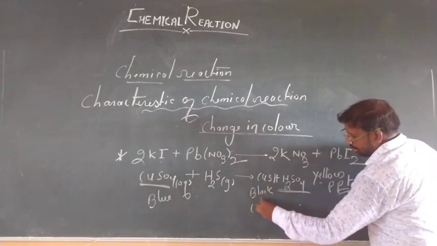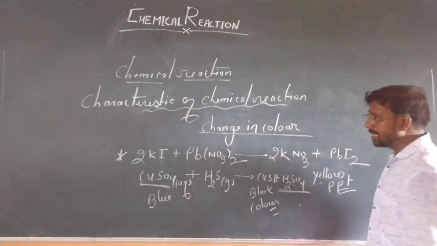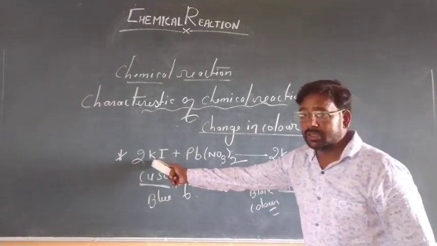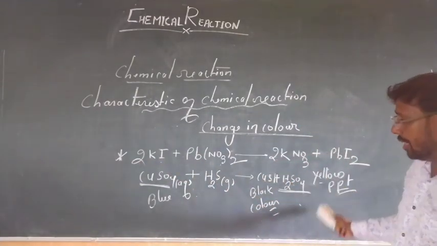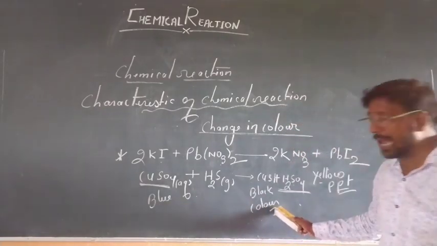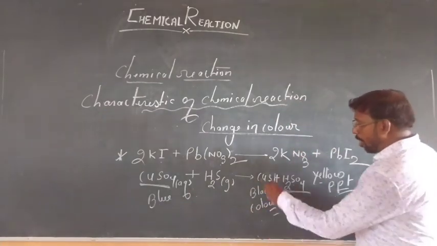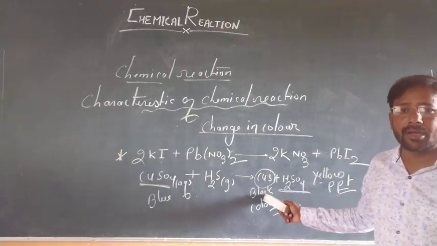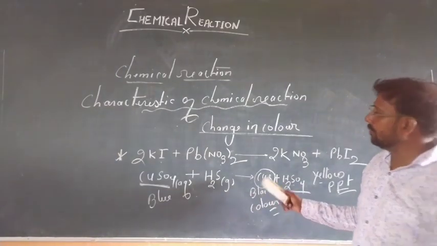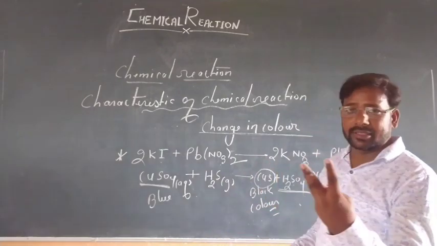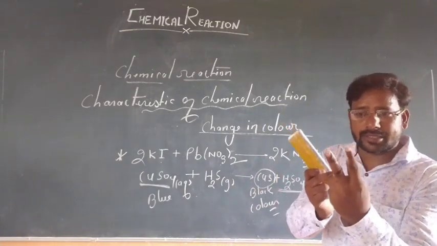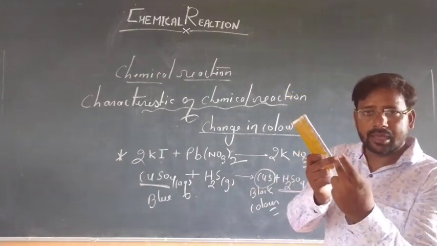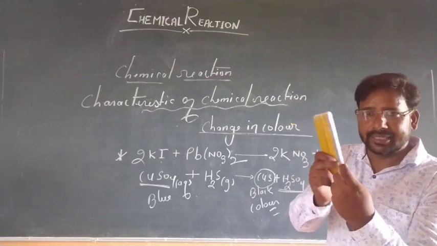Black color. So this is the example of changing color. First one, you can see that changing yellow color, and second one is that blue to black color because of copper sulfide, CuS. So already we have discussed 3 characteristics: formation of new substances, evolution of gas, changing color.